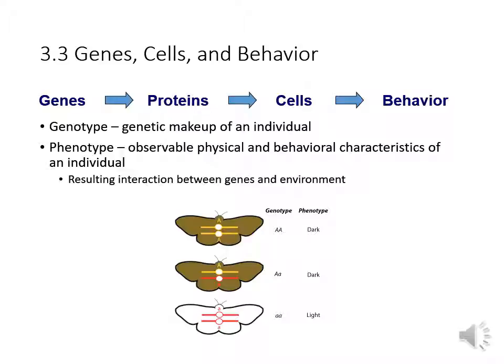Okay, so moving on to section 3, genetics. Important that you know the difference between a genotype and a phenotype. The genotype is the genetic makeup of an individual, so the actual genes that you're born with. And a phenotype is the observable physical and behavioral characteristics of an individual. And these result from the interplay between the genes and the environment.